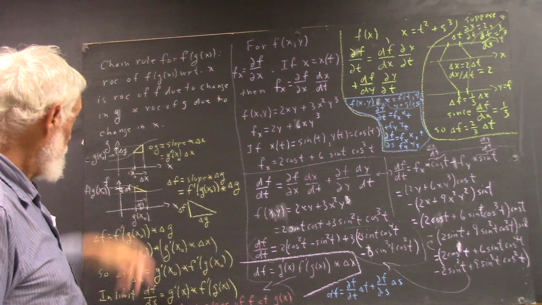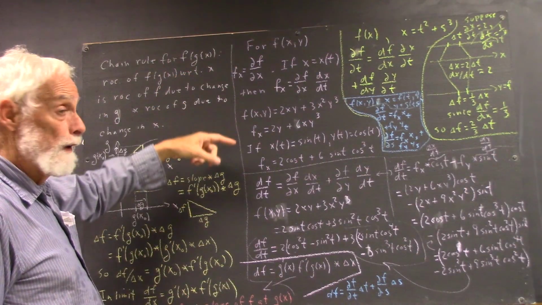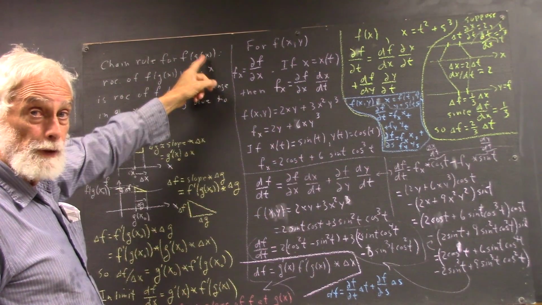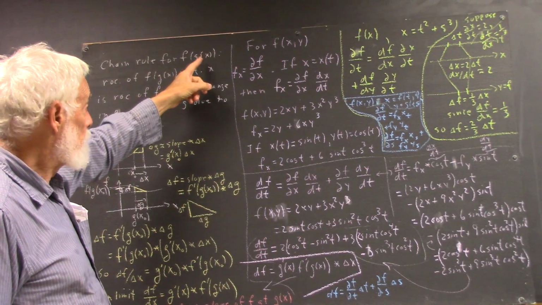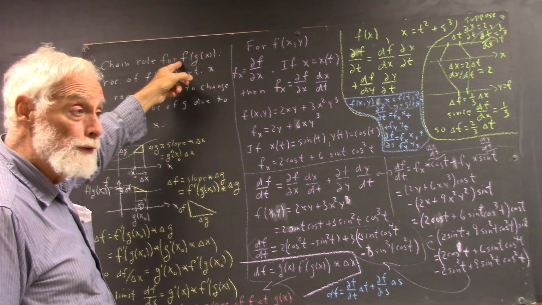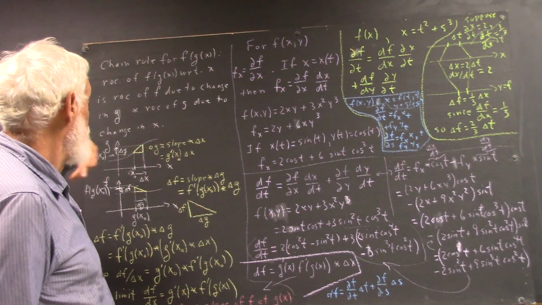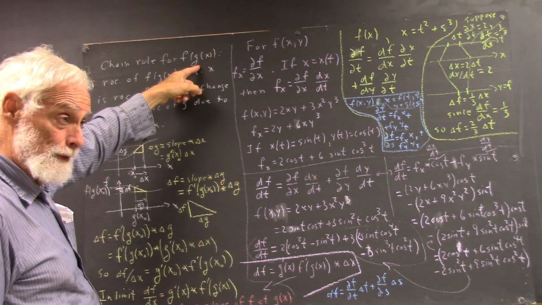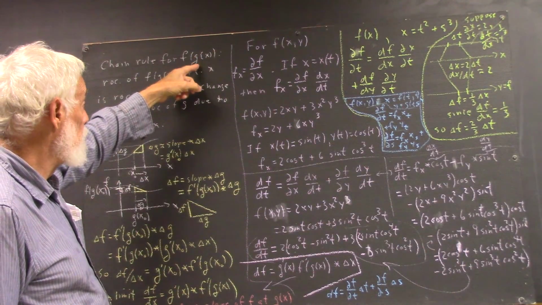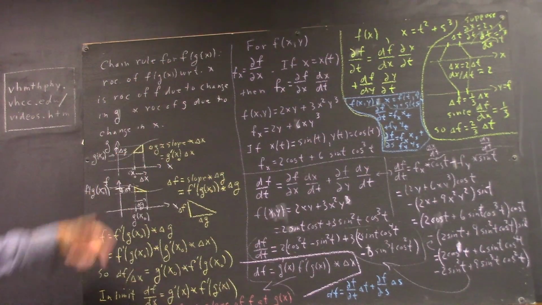Now that's a little impenetrable. The idea is that you've got an f of g of x. If x changes by a little bit, that changes the value of g. And that change in the value of g causes f to change. And you multiply the rate at which x changes g by the rate at which g changes f. Okay? And we draw a picture of that.